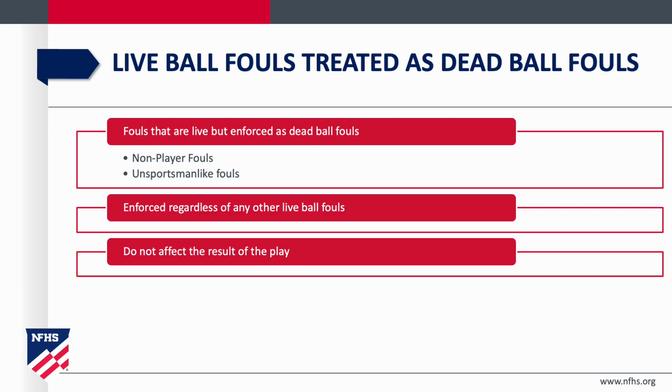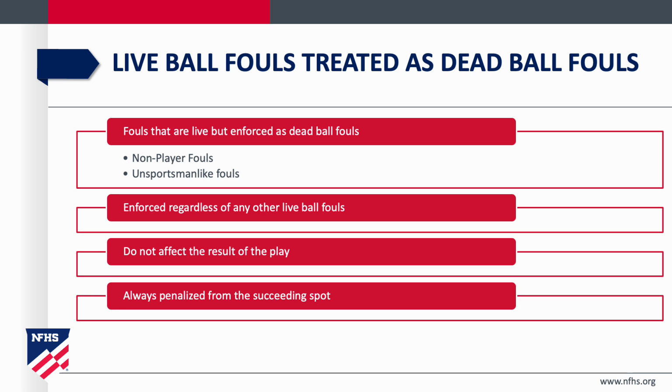These fouls do not affect the result of the play, meaning if we get a first down for A, they will have this first down after enforcement. If after the play we would have a third down, it would also still be third down after the enforcement. It also means that we are always enforcing these from the succeeding spot.